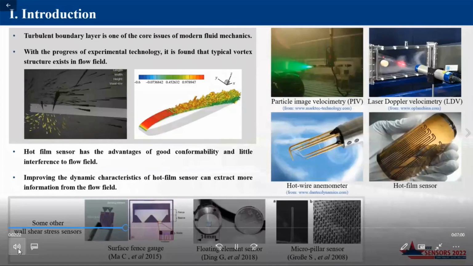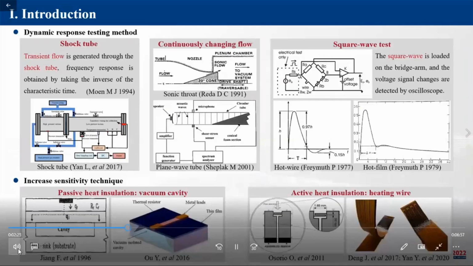The most direct way is to continuously change the flow, such as using a shock tube. Frequency response is obtained by taking the inverse of the characteristic time, but this condition is difficult to create and capture, so the sonic strobe and the plane wave tube are used to measure the dynamic response. Alternatively, the square wave test was proposed and proved to be simple and effective. We also use this method.